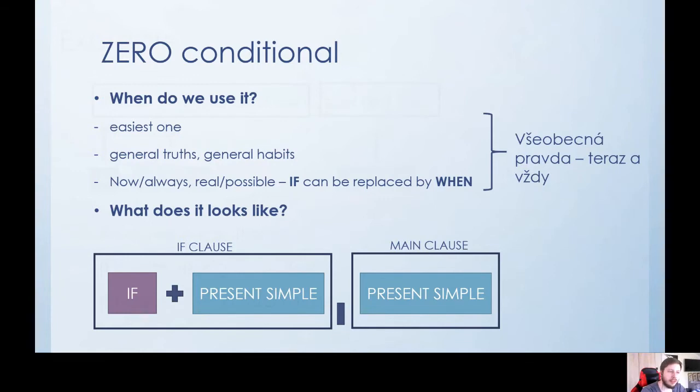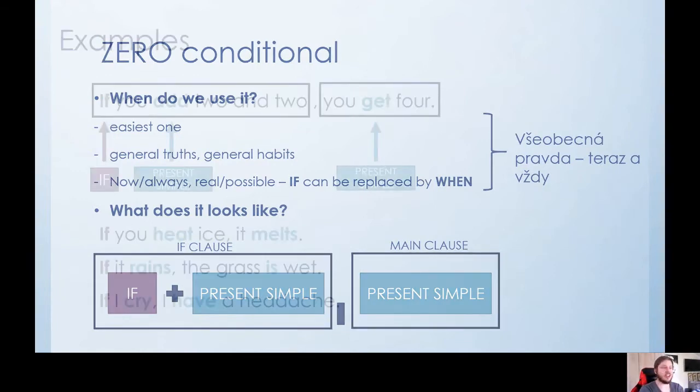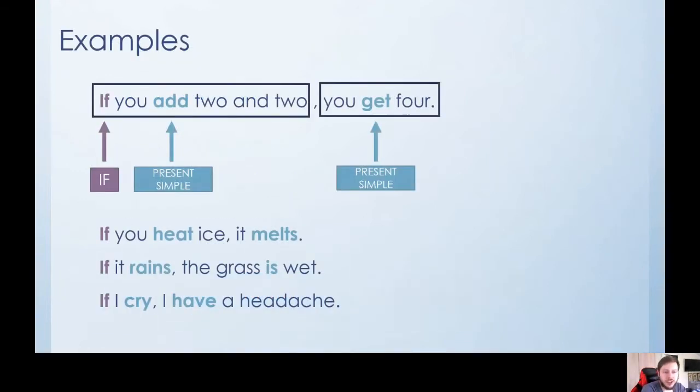Okay, let's look at some examples. If you add 2 and 2, you get 4. That's a basic fact. Čiže ak pridáte 2 a 2, dostanete 4. That's a basic fact that is true always. Okay. Let's look at its structure. We use if at the beginning of the if clause, and then we use present simple and present simple. So it's very easy.